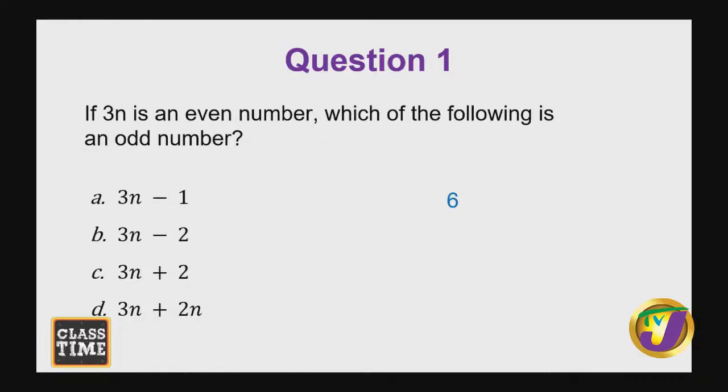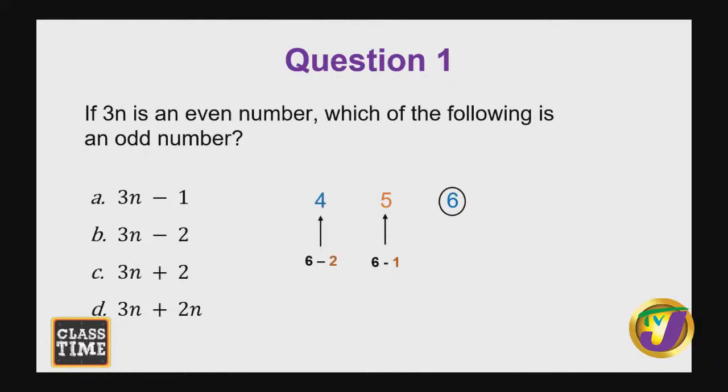All right. So starting with the first option, 3n minus 1, which is my 6. Remember, 6 is my 3n. When I subtract 1, that's 5. And is 5 an odd number? Yes, it is. But I'm not going to stop there. I'm going to try all my options to see if there's a better option, or just to verify. All right, so the next option is 3n subtract 2.